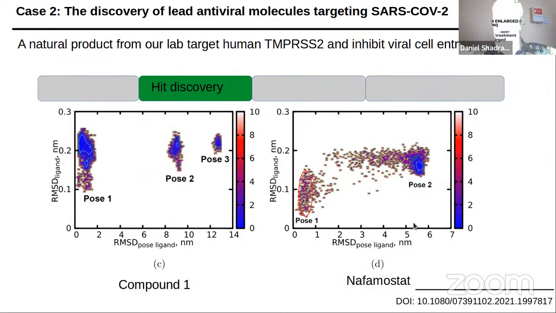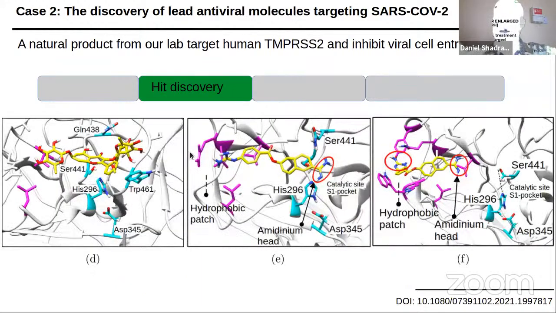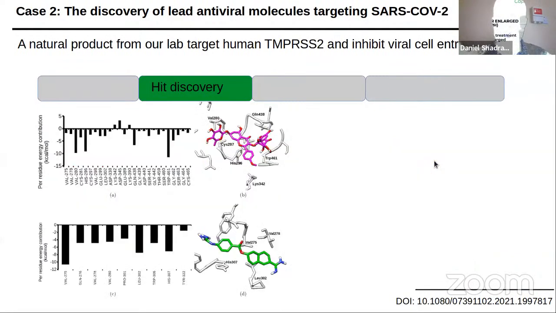And we found that for nafamostat, at the beginning it changed position to accommodate a second pose. So this was from the docking pose. Probably the docking pose was not correct, but pose two was the most correct because it spends much time here. A different observation from our compound one, which exhibited three poses: number one, number two. And when we looked at the binding orientation, we found yes, they are really different. When we compare nafamostat and our compound number one, we found that this is really different.